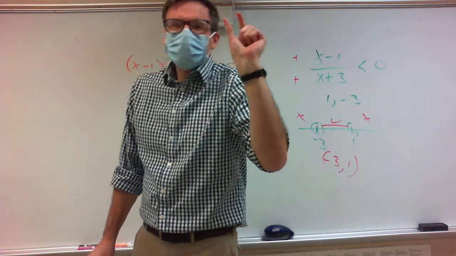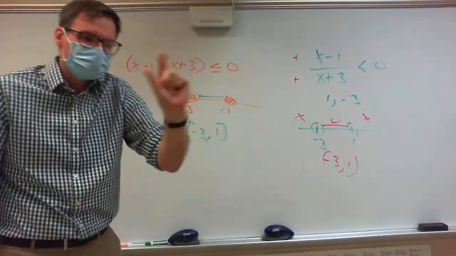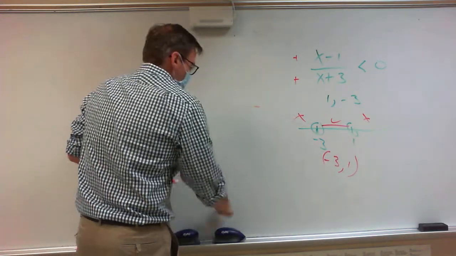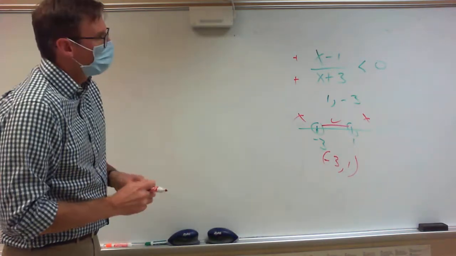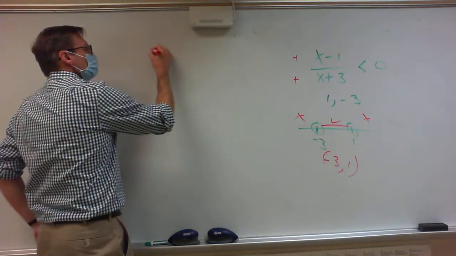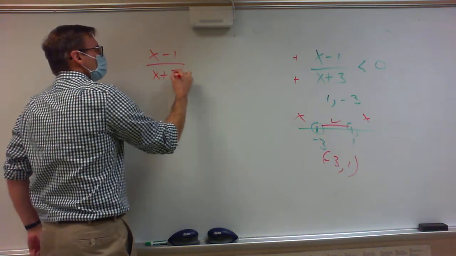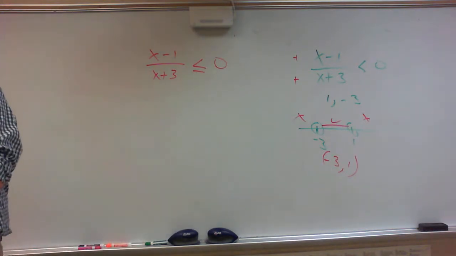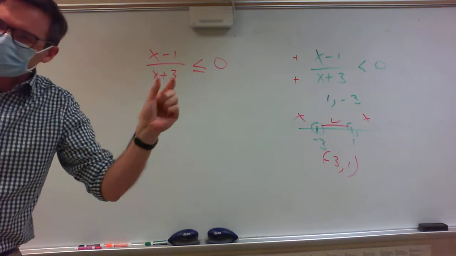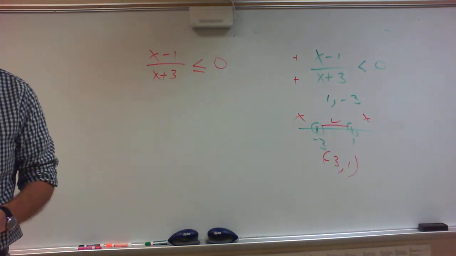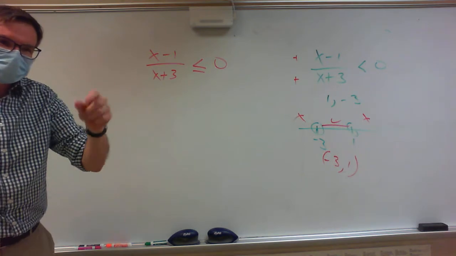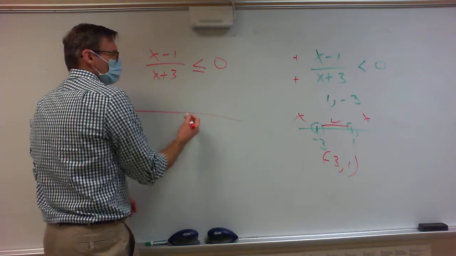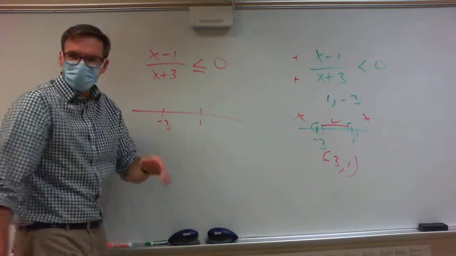Except sometimes there's a tiny little trick. Tiny, tiny, tiny little trick. And our tiny little trick, what if I do this? What if I give you (x minus 1) over (x plus 3) less than or equal to 0? This is where things get a little tricky. Very little tricky. Okay. So we still do our boundary points. Our boundary points are exactly the same. Boundary points are 1 and -3, so I put a -3 and I put a 1.